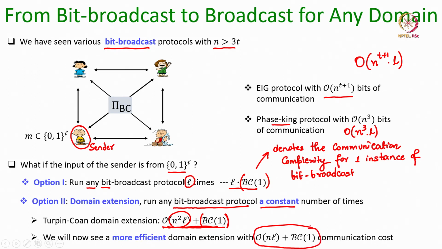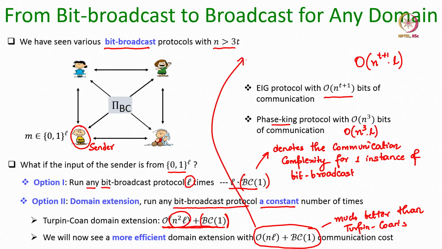Now, we will see a more efficient domain extension protocol, where the overall communication complexity will turn out to be this much. Okay. So, now you can see that this is much better than Turpin-Coan's protocol, and this communication complexity of order of nL plus the cost of bit broadcast will be asymptotically optimal. Communication wise, it will be asymptotically optimal.